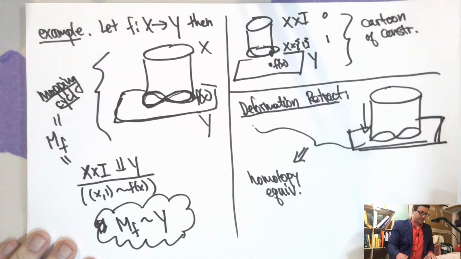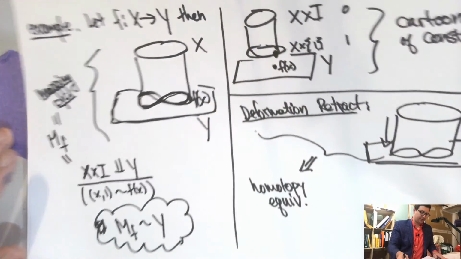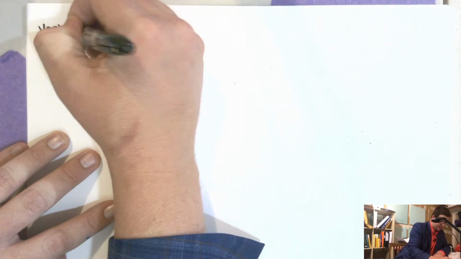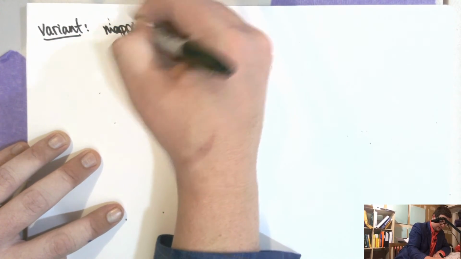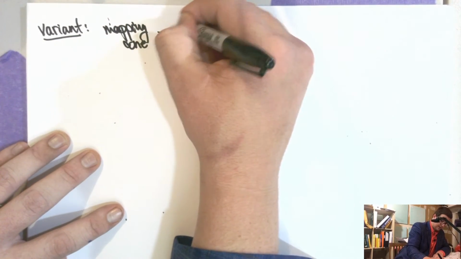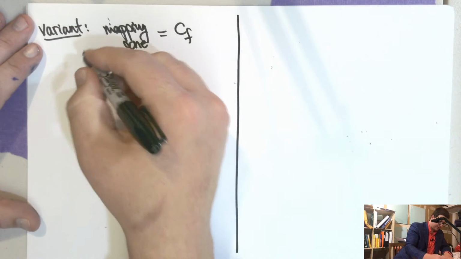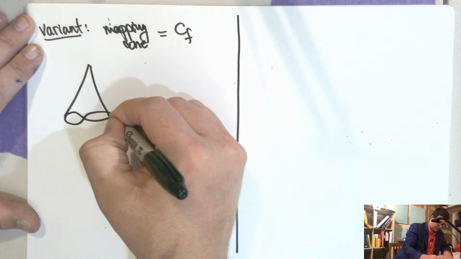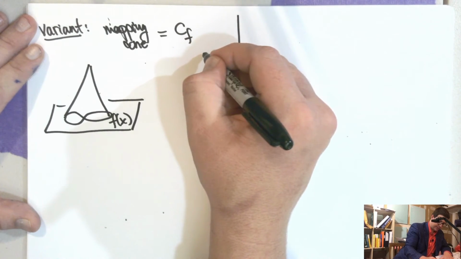Okay, so what's an example of something where you can't do this? There's another construction that's similar, so I just want to mention there's kind of a variant. This is the mapping cone, this is CF. For the mapping cone, we do the exact same thing. So this is f of x, it's sitting in Y, and all we've done is we've collapsed.